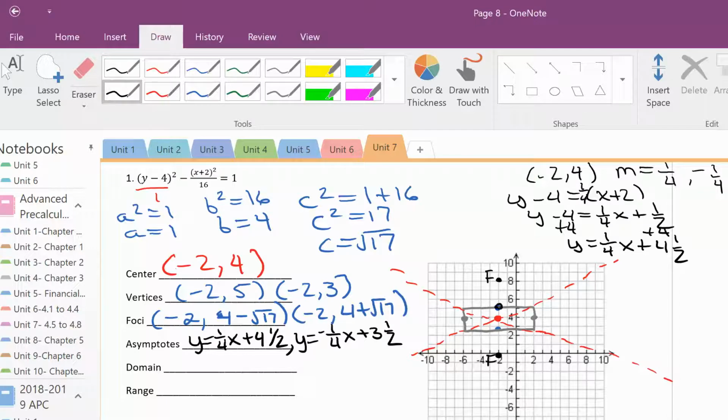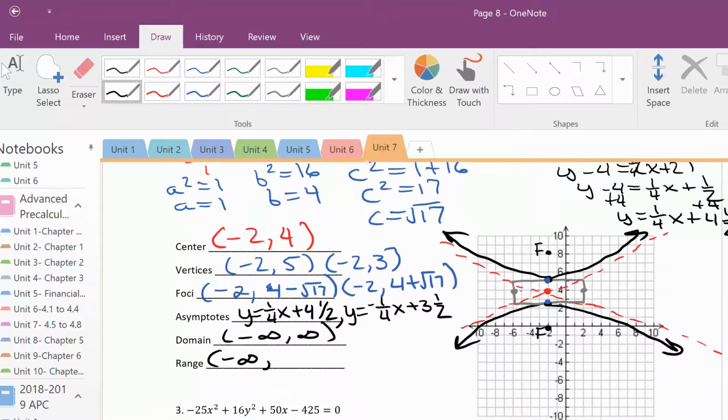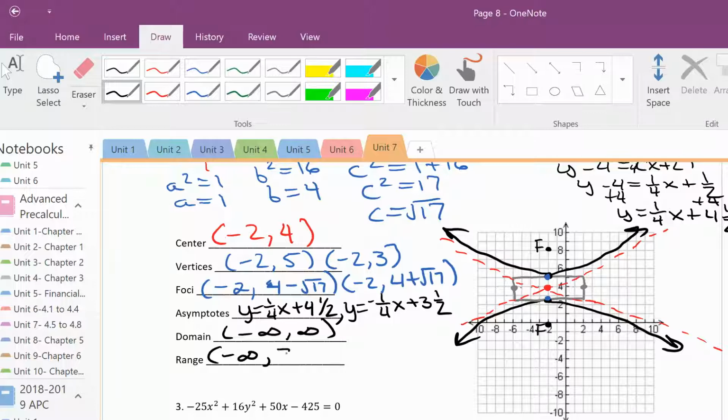So you start at the vertice here and go wide towards the asymptotes, like that. So now your domain, remember, is all real numbers because it's vertical. Your range is from negative infinity to the first vertice, which is 3, and from 5 to infinity.